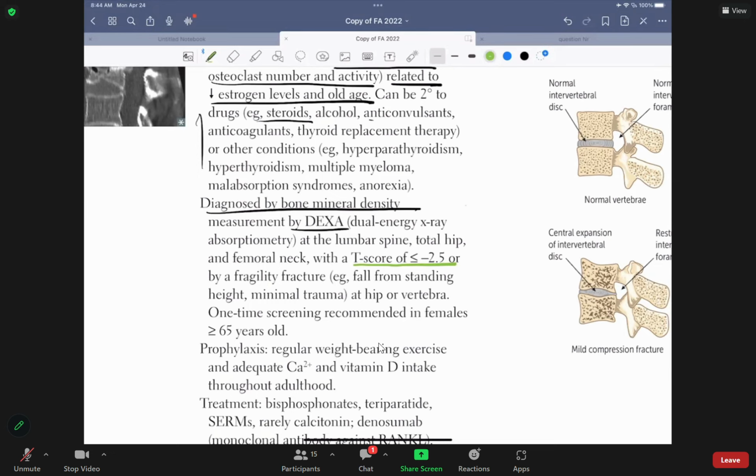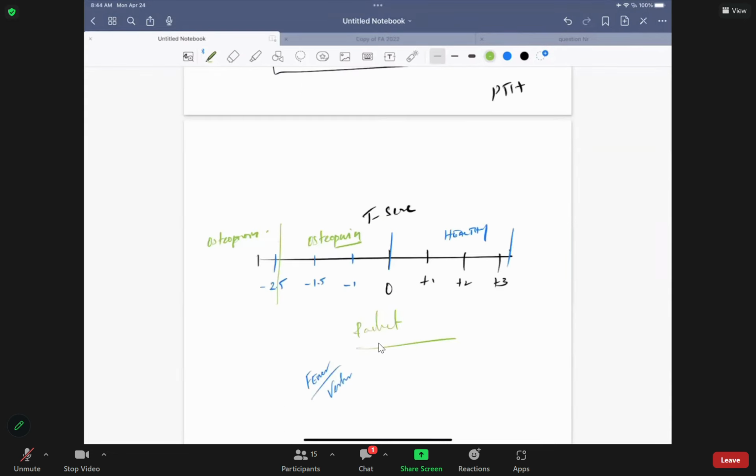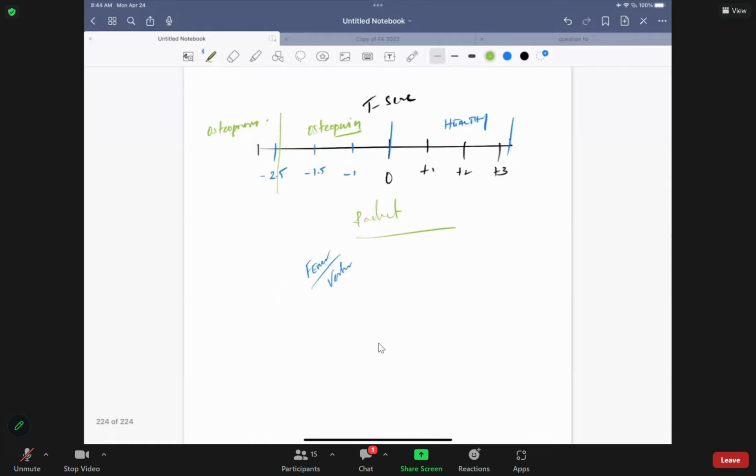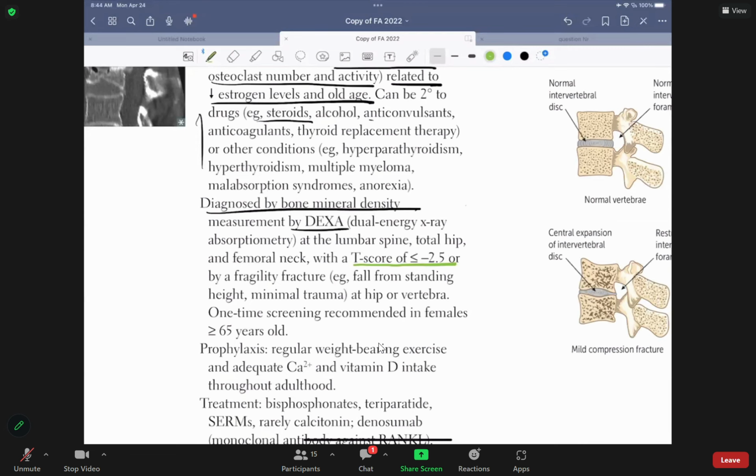So that's why we take two samples. What if I tell you I have a patient whose femur bone shows minus 2.7 and vertebral bone minus 1.5? So do you diagnose this patient with osteopenia or osteoporosis? You go for the worst one, okay? You take the more negative one, so you diagnose the patient with osteoporosis, folks, okay? So that's that.